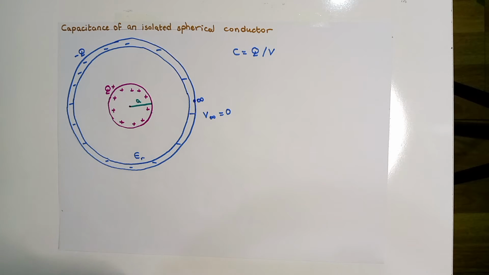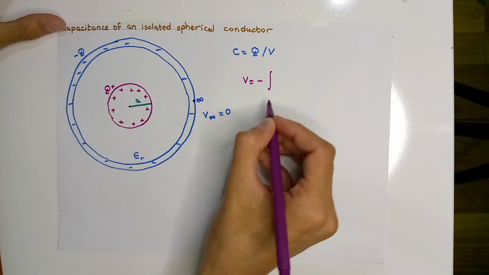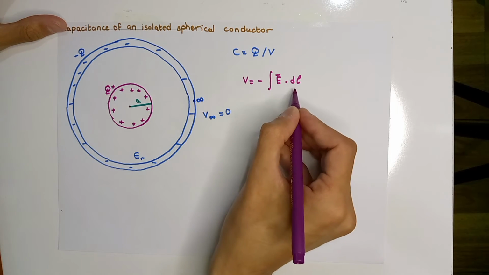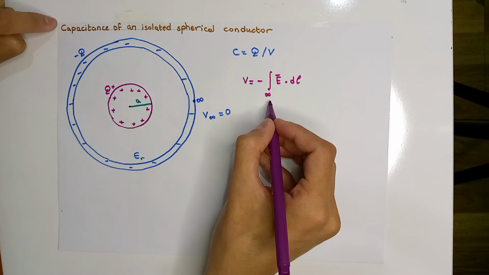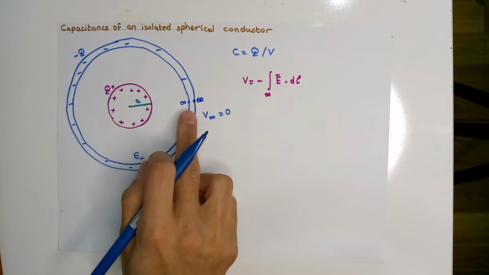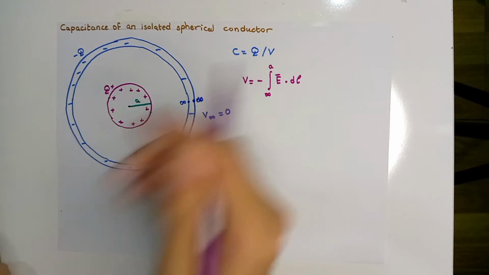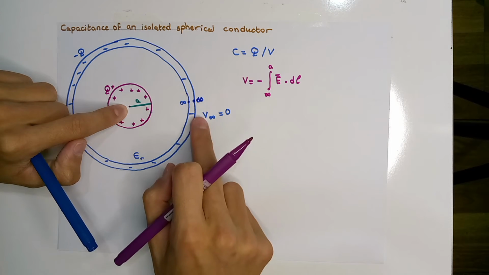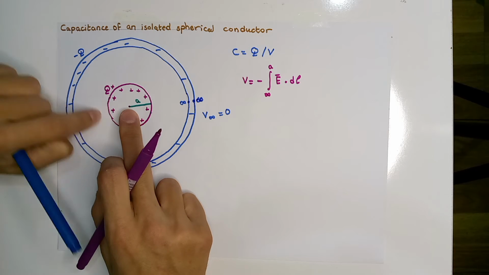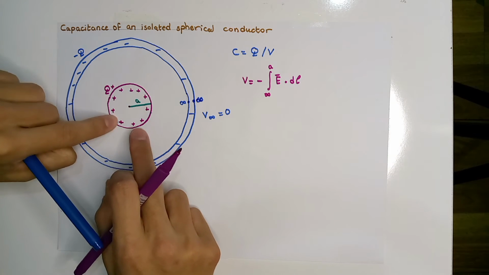Now let's start solving by determining the electric potential difference between these two conductors. For this we are going to take the negative line integral of the electric field. The bounds of the integral are infinity, which is the reference point and the location of this hypothetical negative conductor, and a, which is the radius of this isolated spherical conductor right there.